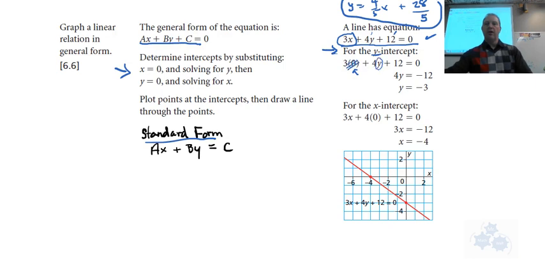So this term is gone now, right? 3 times 0 is 0. So we've got 4y plus 12 equals 0. Subtract 12 from both sides. 4y equals negative 12. Divide by 4. We've got y equals negative 3. So our y-intercept is (0, negative 3). So it would be down here somewhere. Oh, I guess the graph is right here. So there's our (0, negative 3).